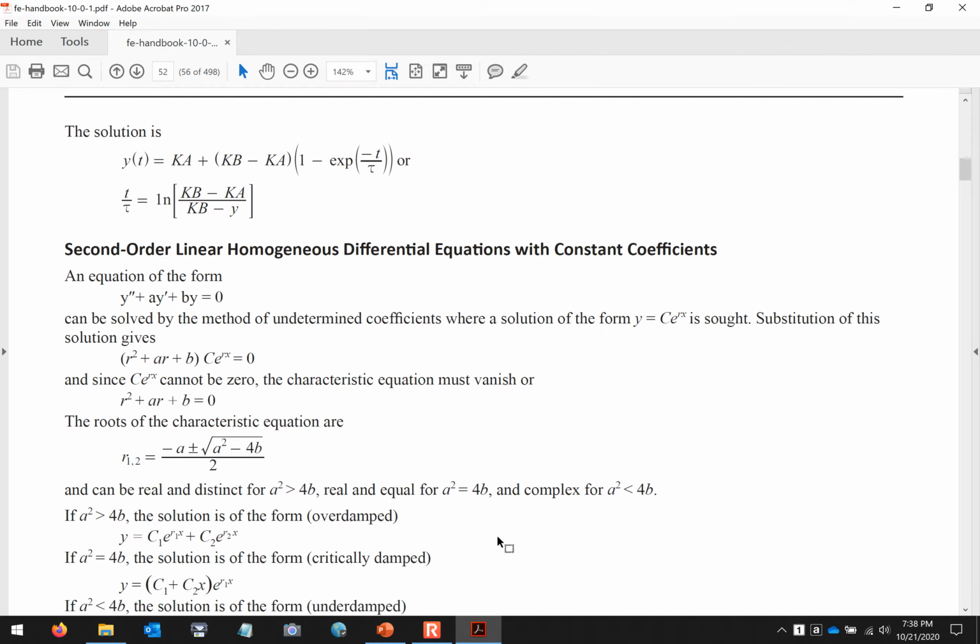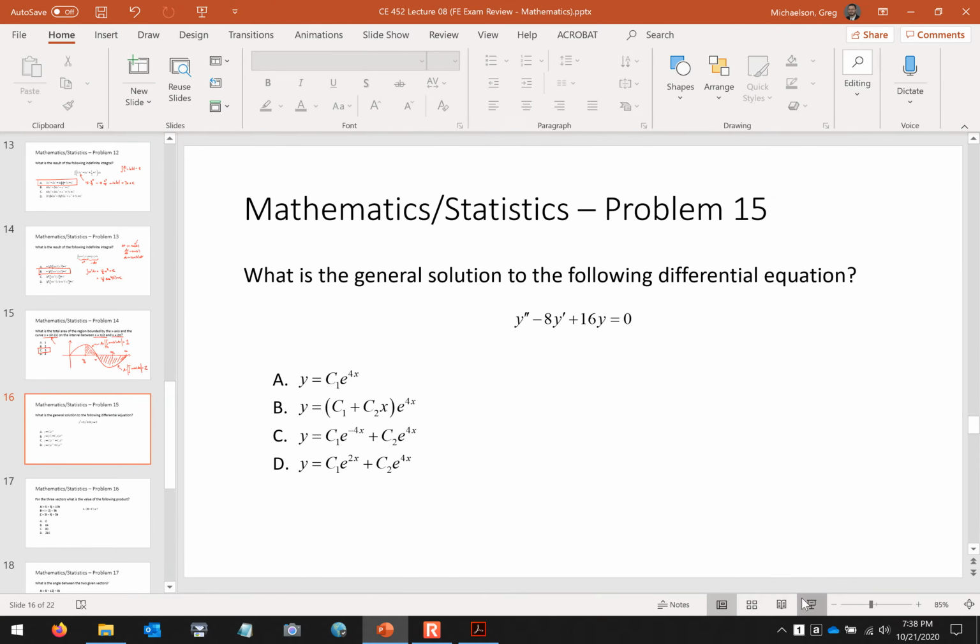I'm going to go back to the slides and walk through this problem. It's really worthwhile to take this and give it an honest try. A lot of the differential equations that you get on the exam, you'd be thoroughly surprised how easy they are, because a lot of times they follow just what's right here in the manual.